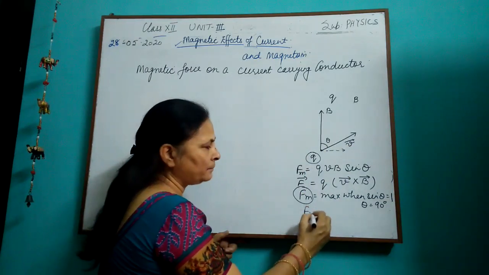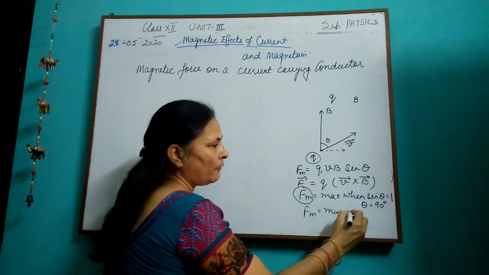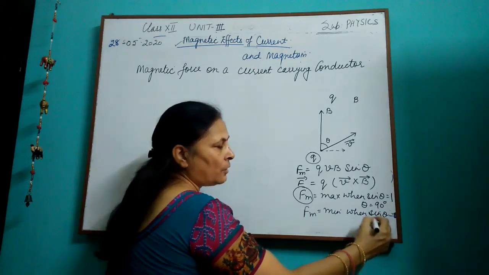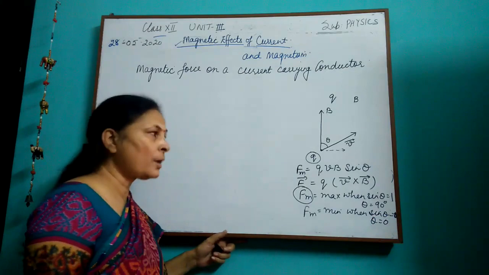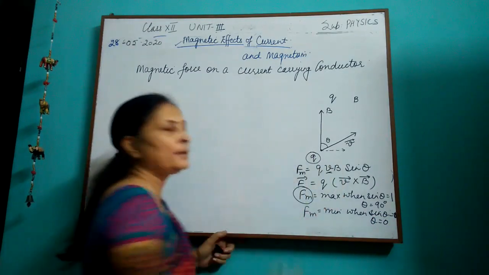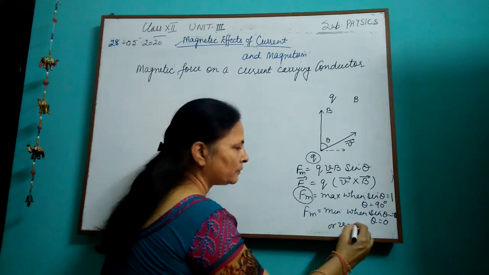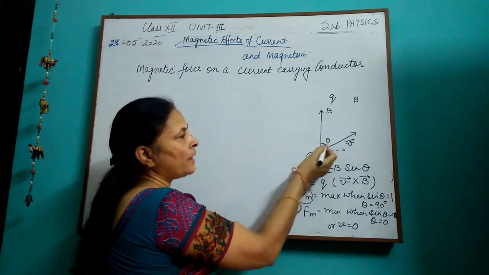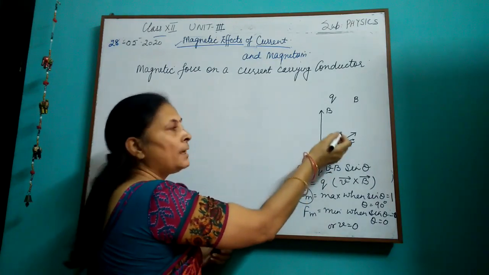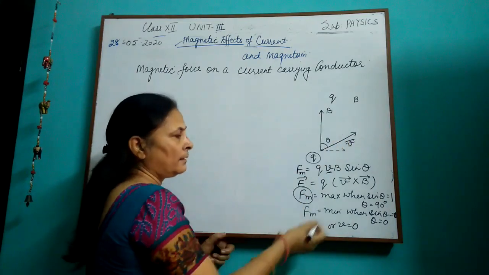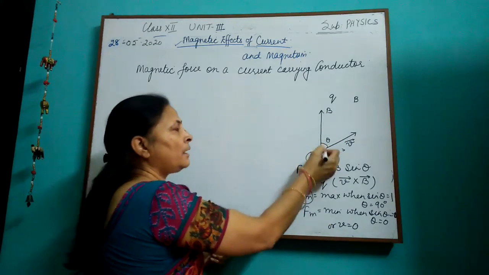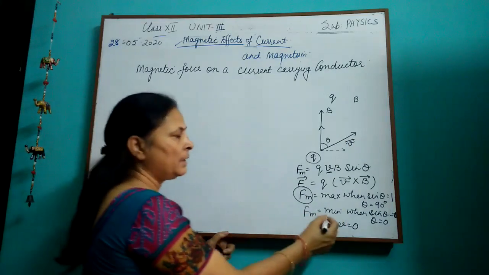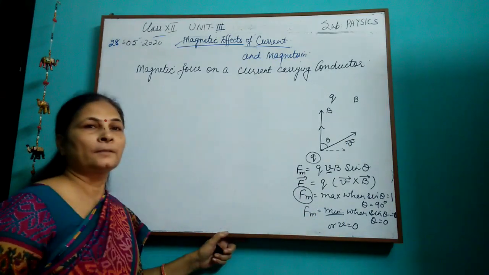See, when will F be minimum? When sine theta equals 0, this is one condition, or theta equals 0, or else V is 0. So these are the two conditions for minimum force. As theta keeps on decreasing, the force will start becoming minimum. And if the charged particle enters parallel to the magnetic field, minimum force will be experienced by it.